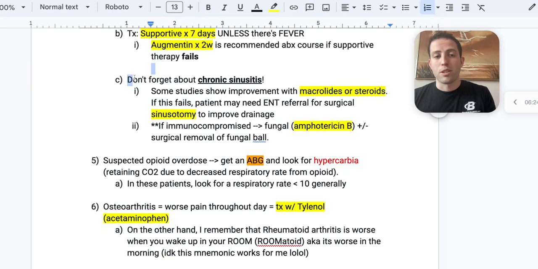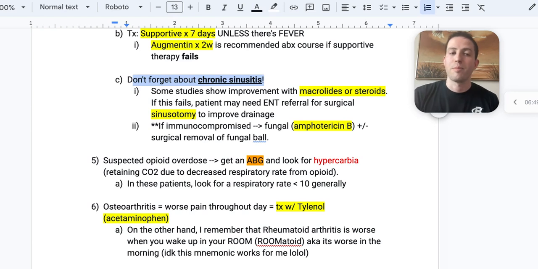But don't forget about chronic sinusitis. So, chronic sinusitis is sinusitis that does not resolve with antibiotic treatment. It's kind of just smoldering there for a long period of time. And so, these patients often show some improvement with macrolides like azithromycin or steroids. But if this fails, then you want to send them over to your ENT colleagues for surgical sinusotomy to help improve the drainage by basically opening up the sinuses and allowing that fluid to drain out.